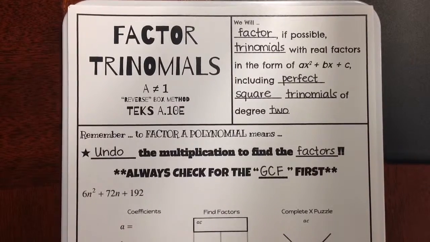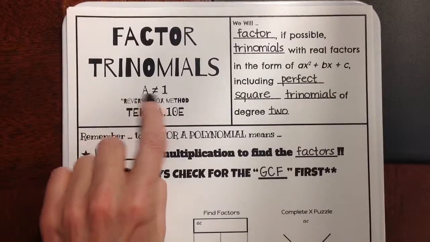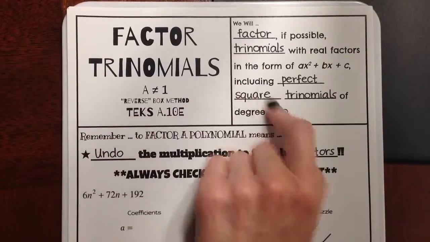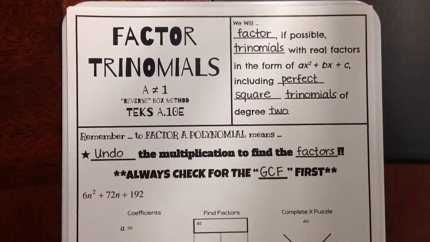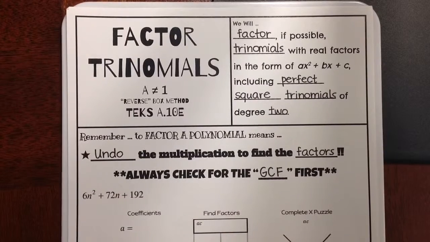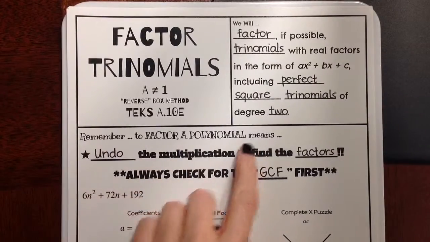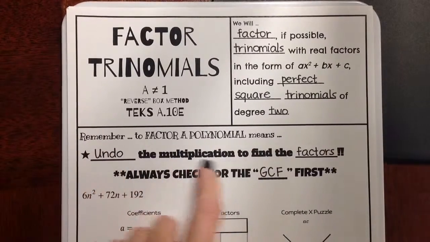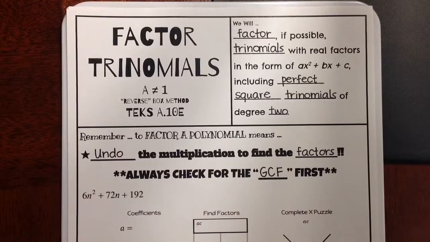Okay, so today we're going to talk about how to factor a trinomial when your A coefficient is not a 1. We're still working with the same. We are going to factor, if possible, trinomials with real factors in the form of A times the value of x squared plus B times the value of x plus C, and this will include perfect square trinomials of degree 2. So remember, to factor a polynomial means we are simply undoing the multiplication to find all of our factors.